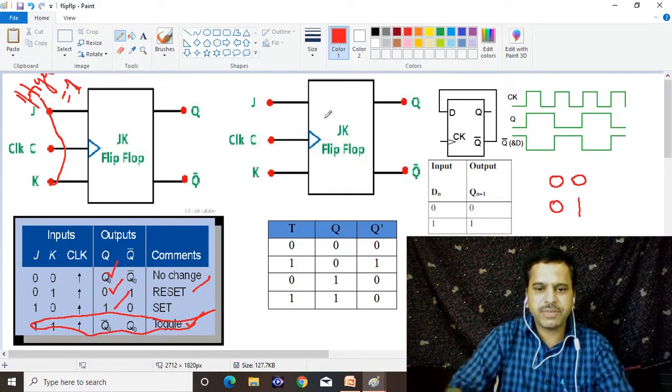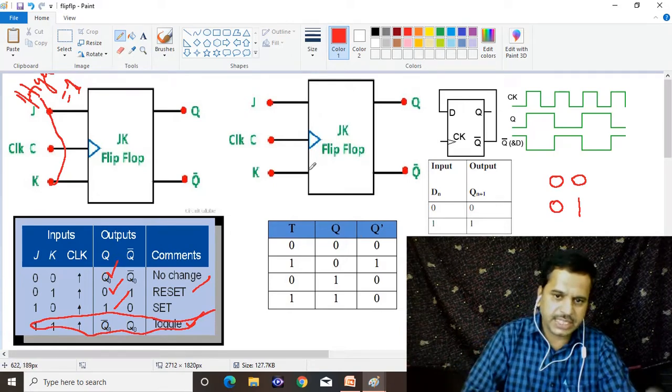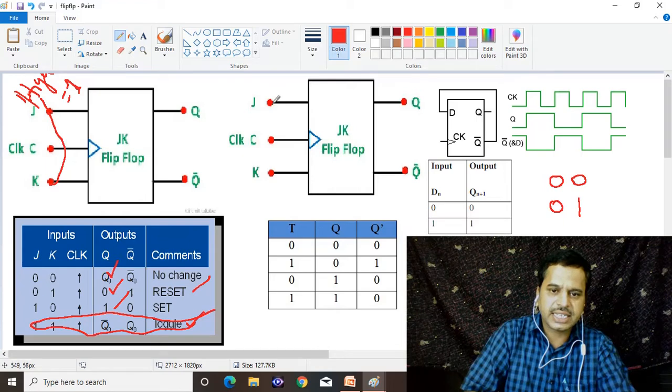Then another flip-flop is called the T flip-flop. The T flip-flop is a modified version of the JK flip-flop. So just connect this T and J, short this J and K. Then it will become T.